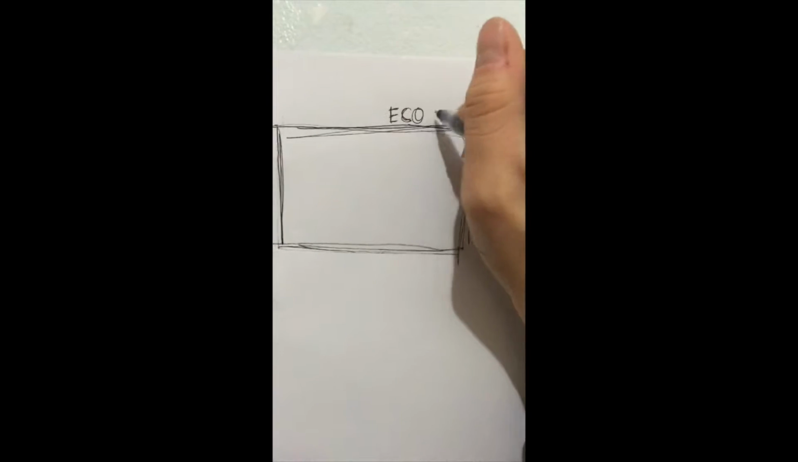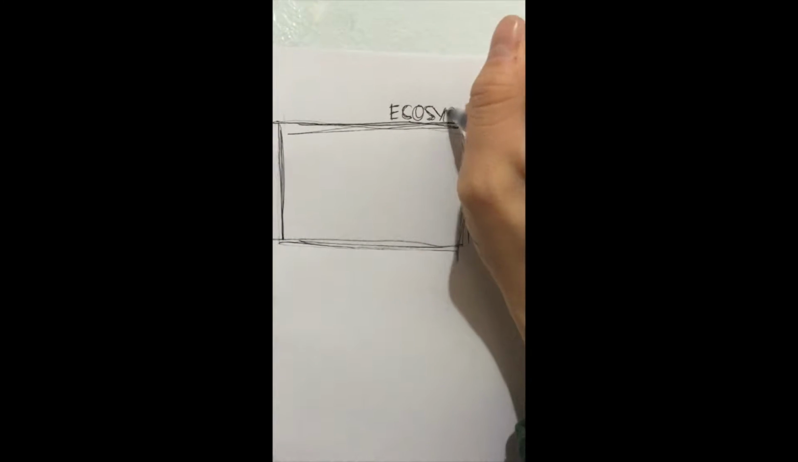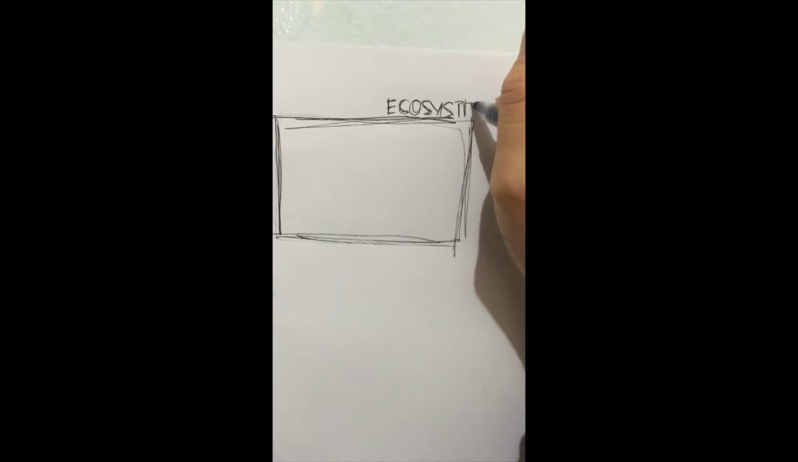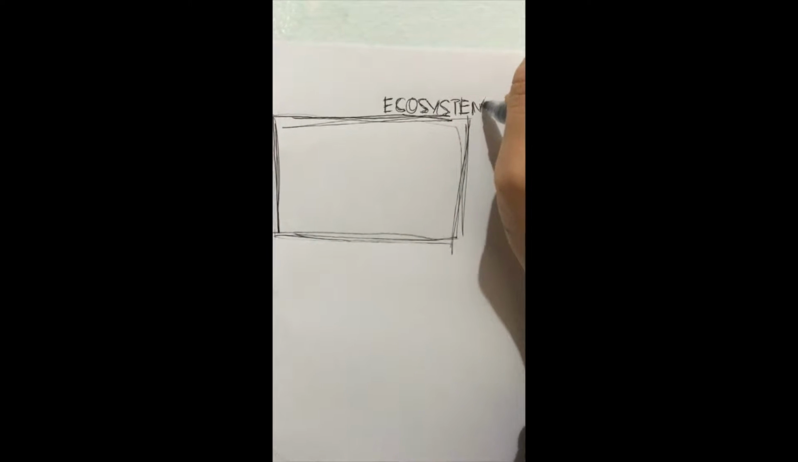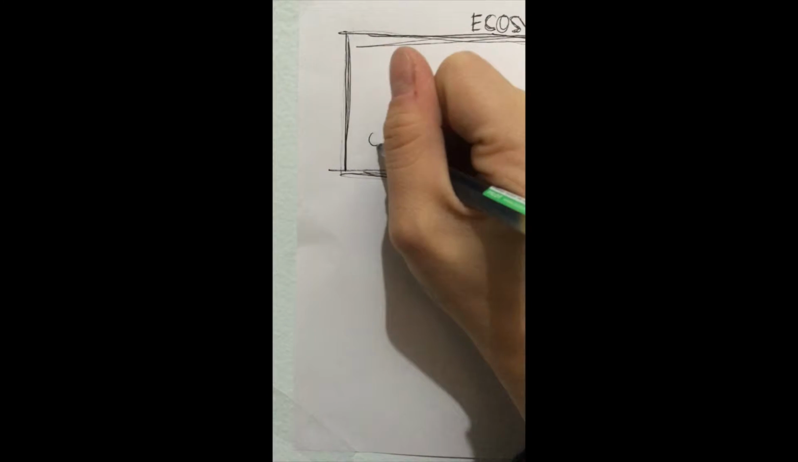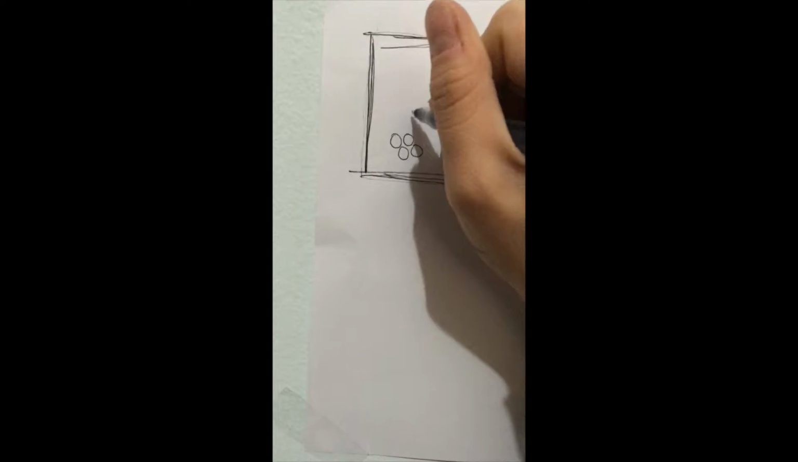As you can see, I drew a box which is going to represent the ecosystem. An ecosystem consists of biotic and abiotic factors in organisms. So, biotic factors are things that are living, and abiotic factors are non-living things like water or air.